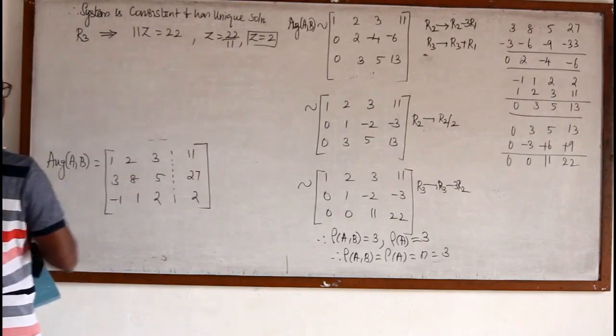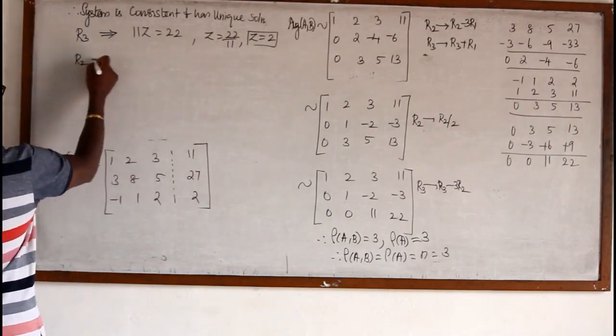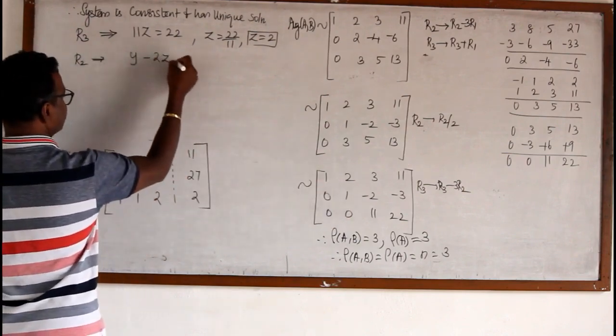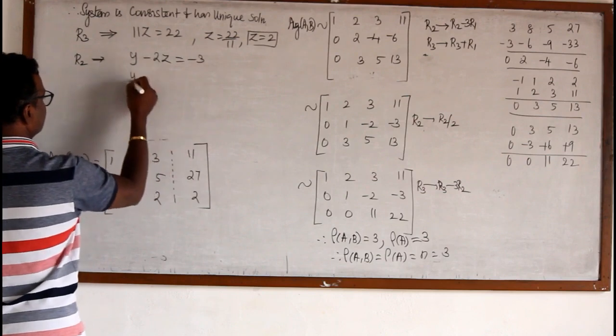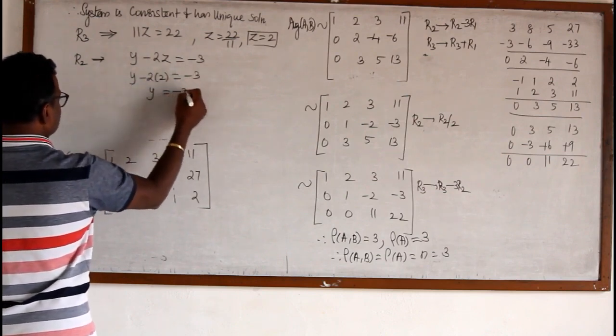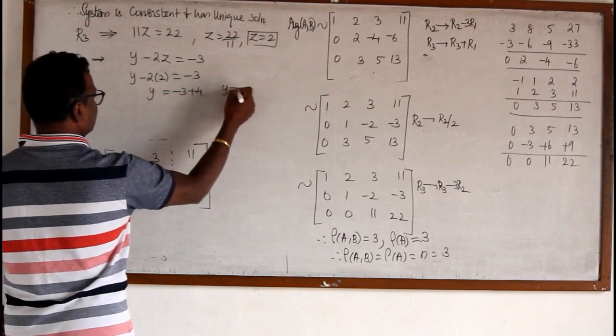Now shall I go for R2? R2 implies it's Y, isn't it? Y minus 2Z equal to minus 3. Y minus 2 into 2 equal to minus 3. Y equal to minus 3 plus 4. Y equal to 1.